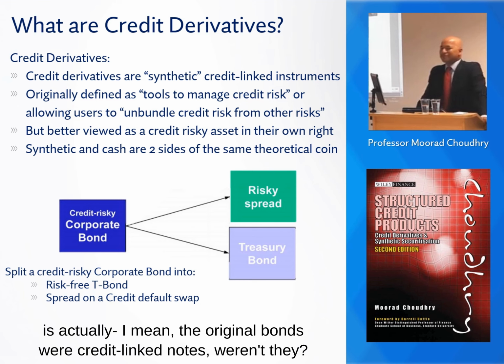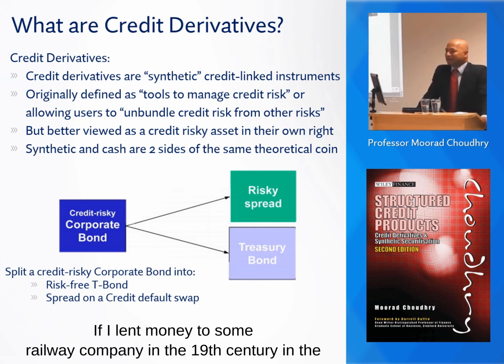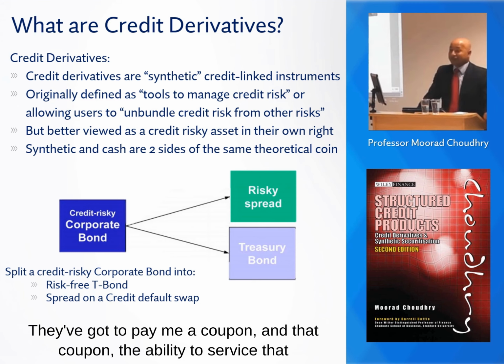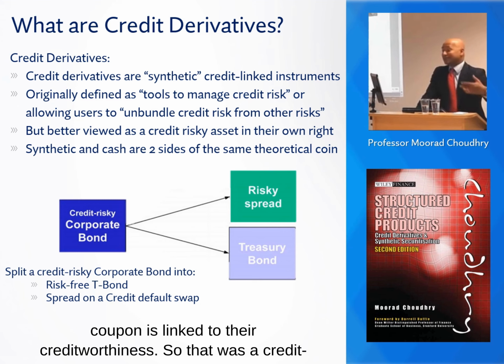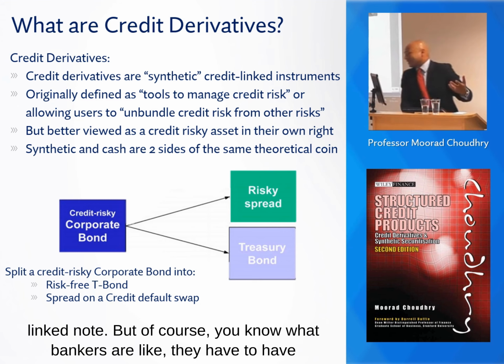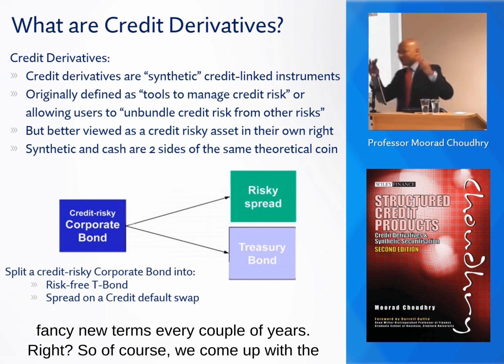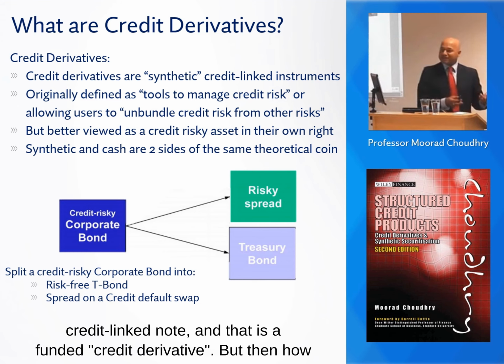I mean, the original bonds were credit-linked notes, weren't they? If I lent money to some railway company in the 19th century in the form of a 5 or a 10 or a 20-year bond, that is a credit-linked note, isn't it? They've got to pay me a coupon, and the ability to service that coupon is linked to their creditworthiness. So that was a credit-linked note. But of course, you know what bankers are like. They have to have fancy new terms every couple of years, right? So of course, we come up with the credit-linked note. And that is a funded credit derivative.